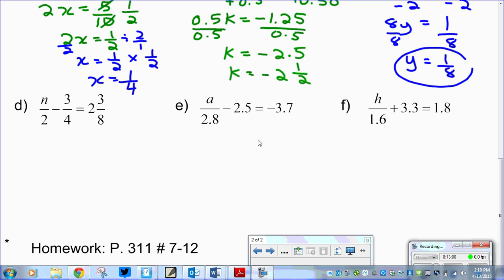E and F, I've been very nice to you. They are decimals already, so hopefully they're nice and easy to solve. I will check these 3 from you tomorrow.